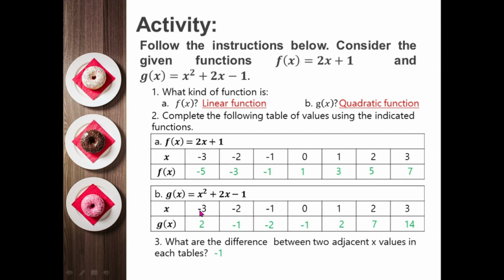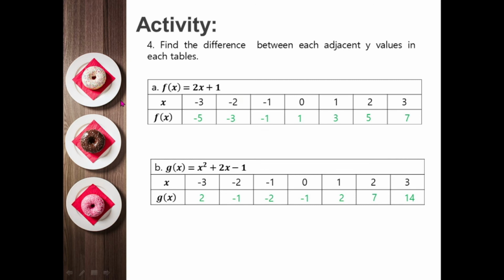For the second table, we have negative 3 minus negative 2. We have negative 1 also. Negative 2 minus negative 1 is also equal to negative 1. Negative 1 minus 0 is negative 1. 0 minus 1 is negative 1. 1 minus 2 is equal to negative 1. And 2 minus 3, we have negative 1. So for each table, the difference between the two adjacent x values is negative 1.